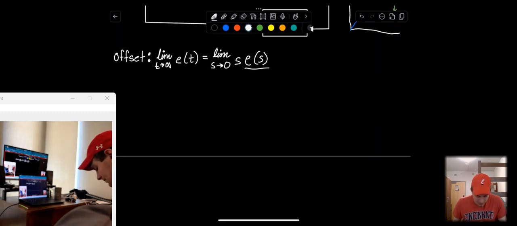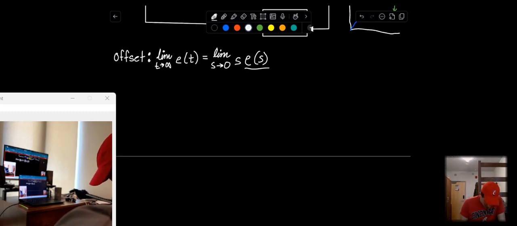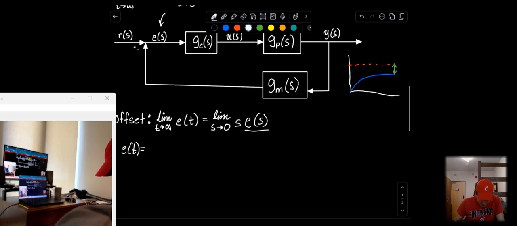Okay, so let's do this. Basically, what we know about the system, what do we know about error? We know that e of t is going to be equal to r of t minus y of t, right?